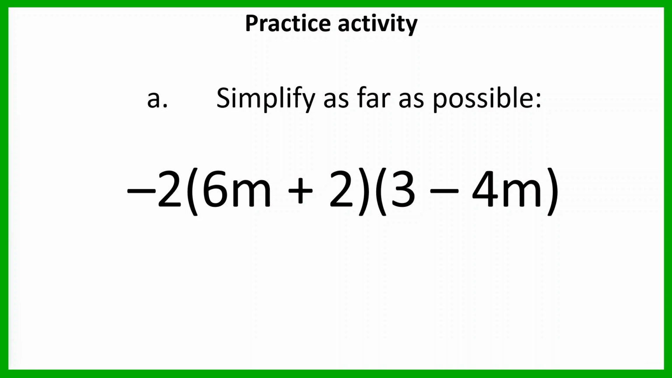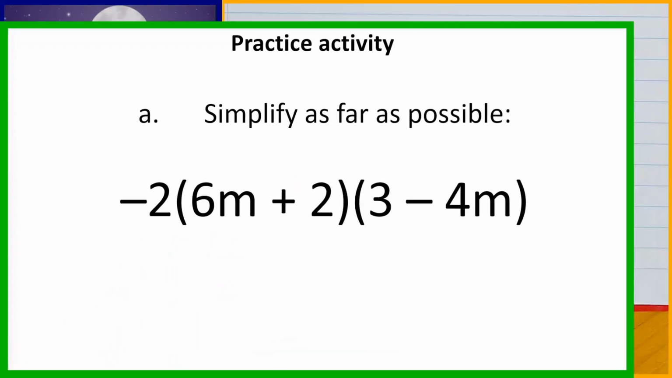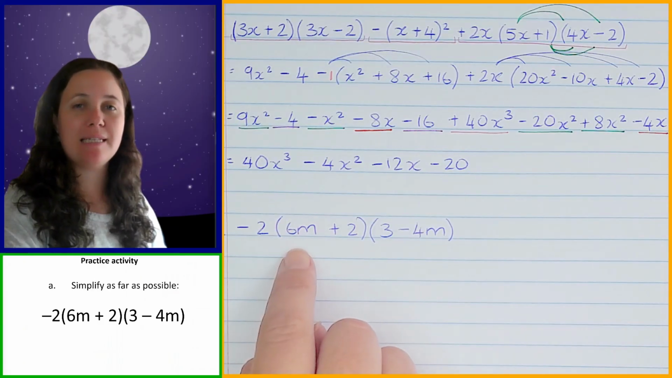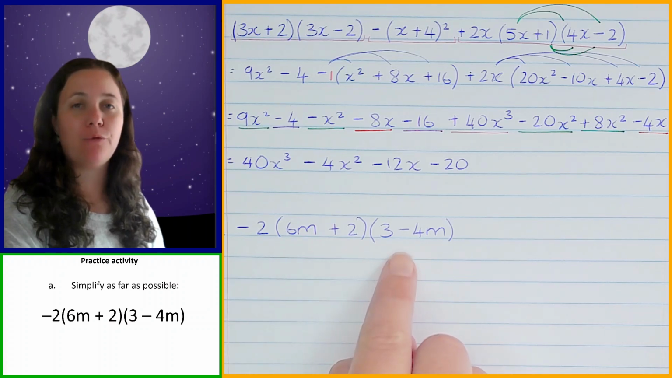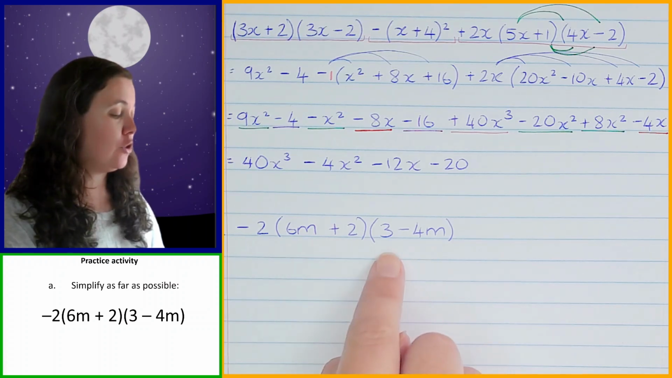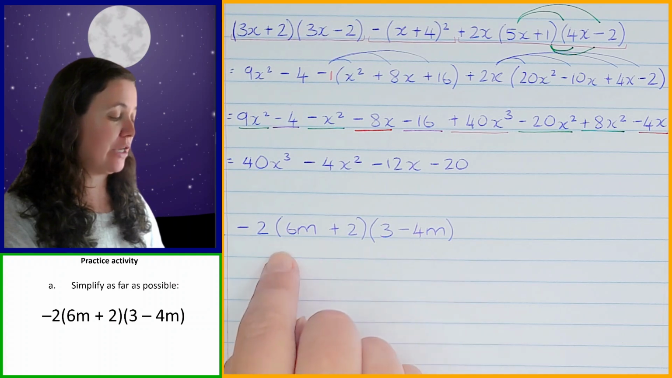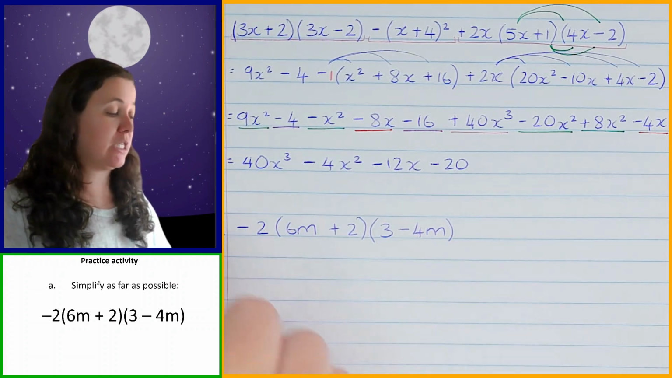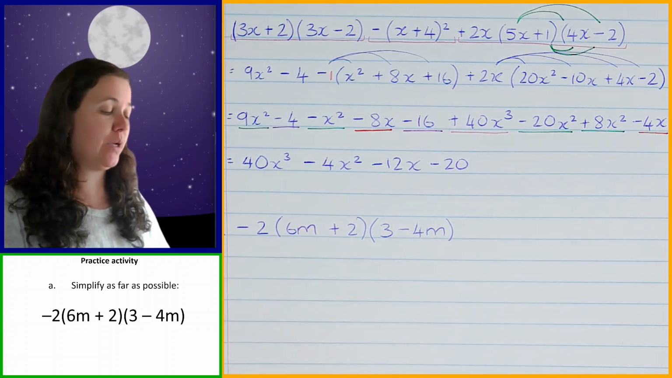Okay, so let's go through that question and see what you should have got. In this example, I've got negative 2 multiplied by (6m plus 2) and then multiplied by (3 minus 4m). So I'm going to start off by multiplying my brackets together, but I need to keep the product of that in brackets because I'm still going to have to multiply my negative 2 in after that.